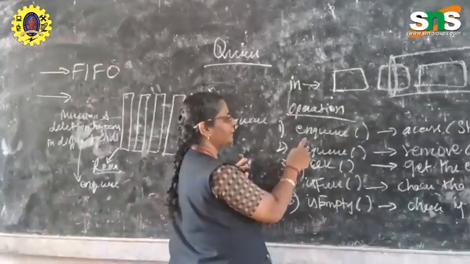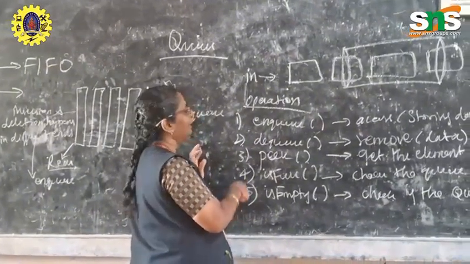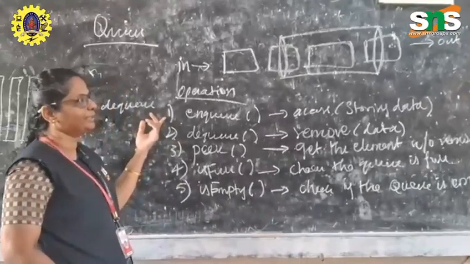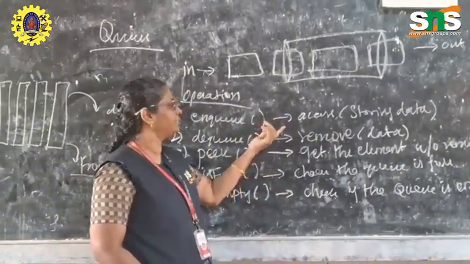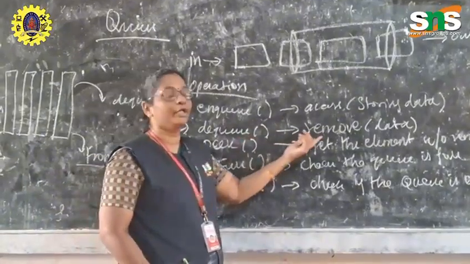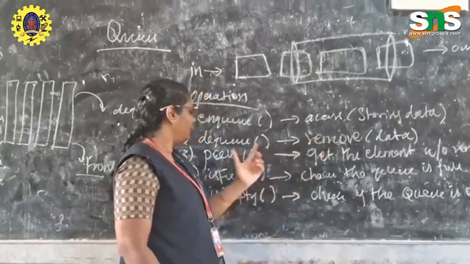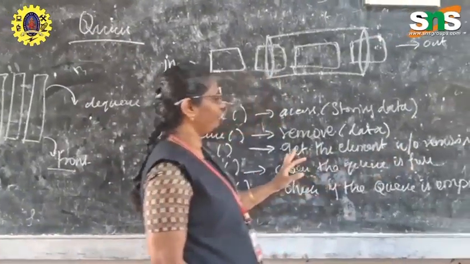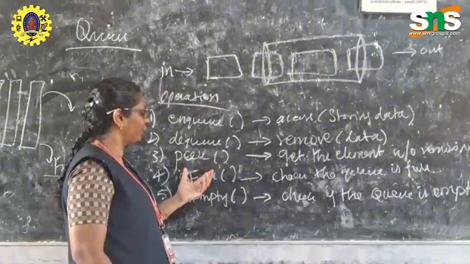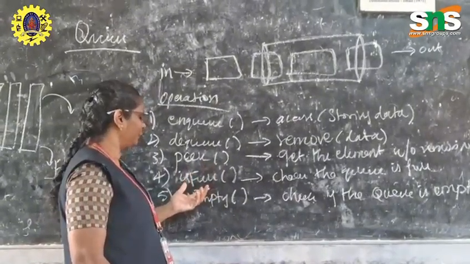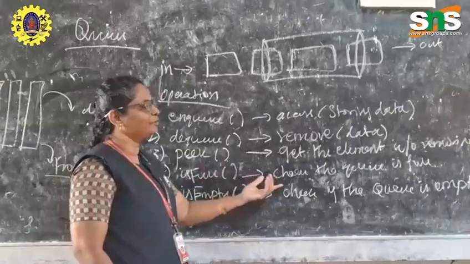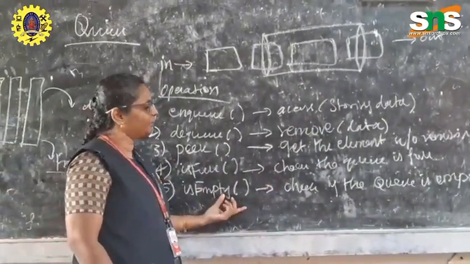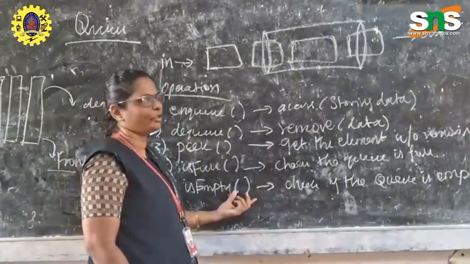Here we have 5 types of operations: NQ, DQ, peek, is full and is empty. NQ means we can store or insert the element. DQ means we can remove data or an element from the queue. Peek is to get the element without removing it, that is, we can get the element position without removing the elements from the queue. Is full is to check whether the queue is full or not. Likewise, is empty operation checks whether the queue is empty or not.